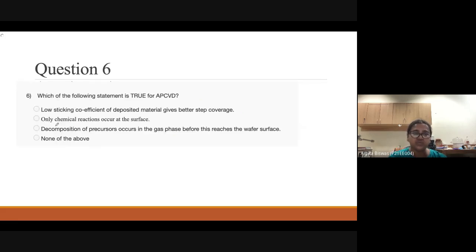So next, moving toward question number 6. Which of the following statements is true for APCVD? First is the low sticking coefficient of the deposited material gives better step coverage. Second option is only the chemical reaction occurs at the surface. And the third option is the deposition of precursor occurs in the gas phase before it reaches the wafer surface. And the fourth option is none of the above. So please carefully go through the options.